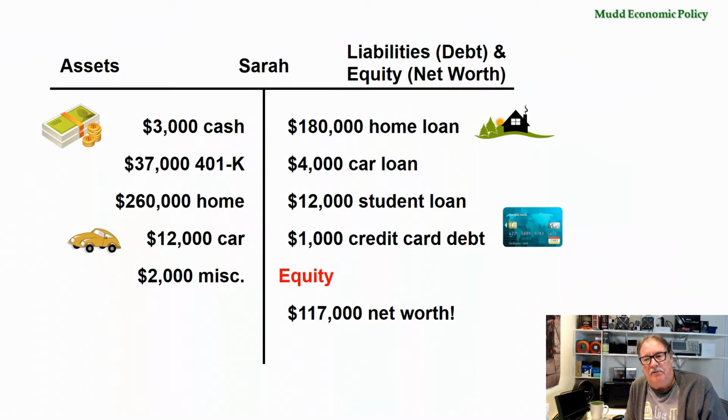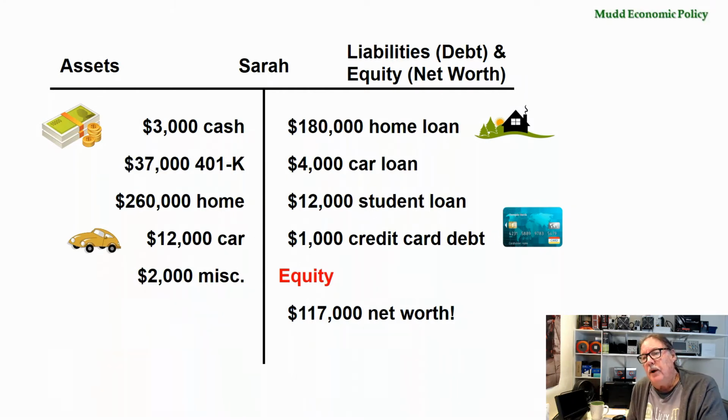You subtract the value of all of the debts from the value of all of the assets, and you're left with $117,000 in net worth for Sarah. So that is how you would use a T account to represent a person. Again, assets on one side, debts on the other, equity being the spread between the two.